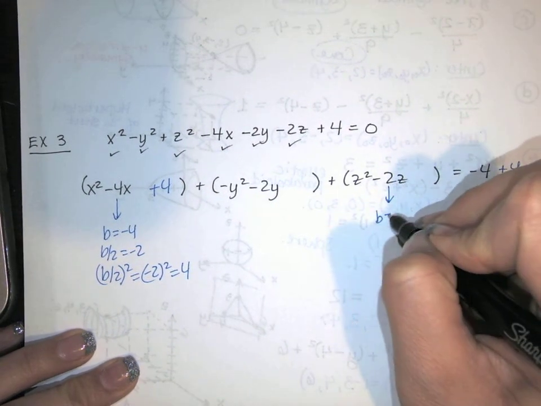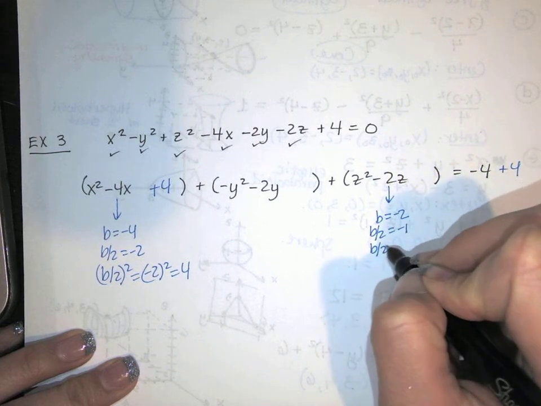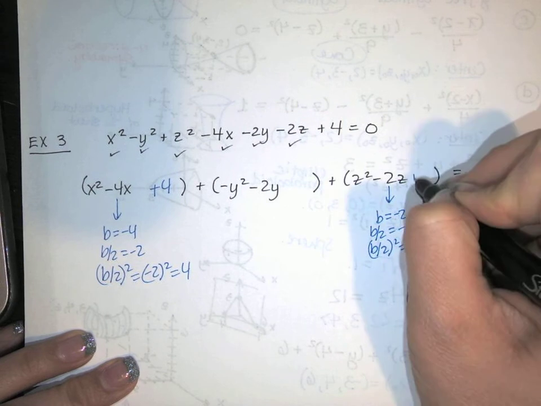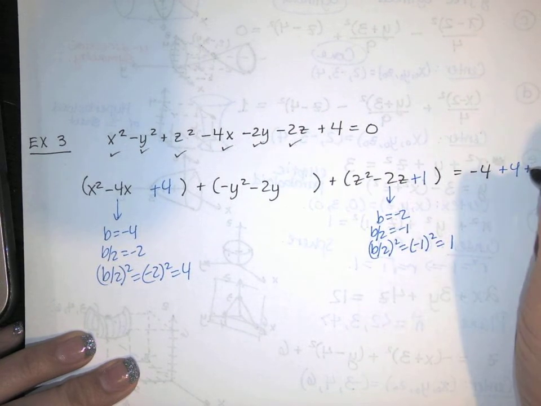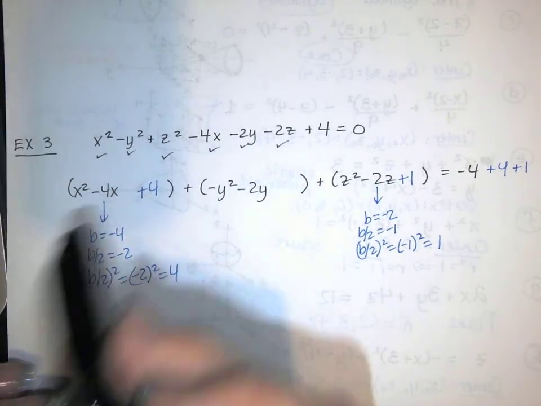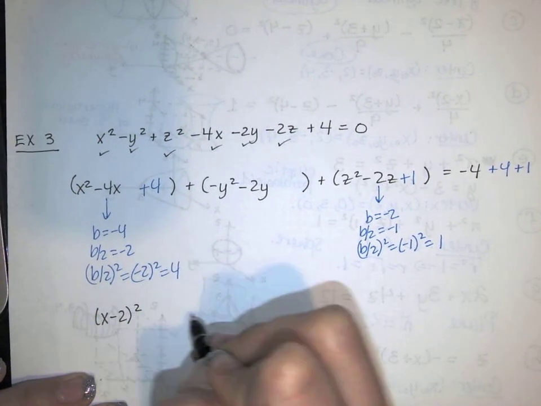So I'm going to come back to that one. On this one, b is negative 2. Take half of that, it's negative 1. Square it. Negative 1 times negative 1 is positive 1. So we add 1 there. That means we add 1 over there. Okay, so now this is the quantity x minus 2 squared.